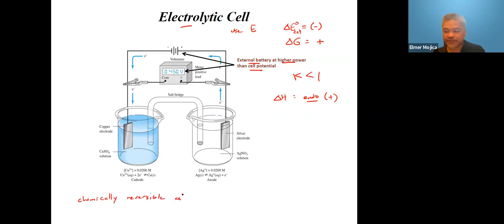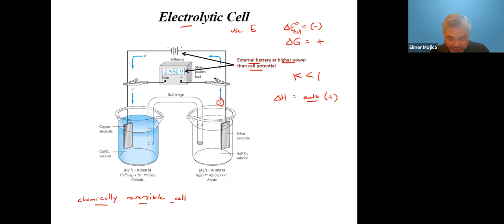Okay? Now, you also have to know that there is some so-called chemically reversible cell. So, anong ibig sabihin nitong chemically reversible cell? So, this is a type of cell in which reversing the reaction or reversing the direction of the current simply reverses the chemical reaction. Okay? So, meron tayong tinatawag na chemically reversible cell, a cell in which reversing the direction of the current simply reverses the chemical reaction.